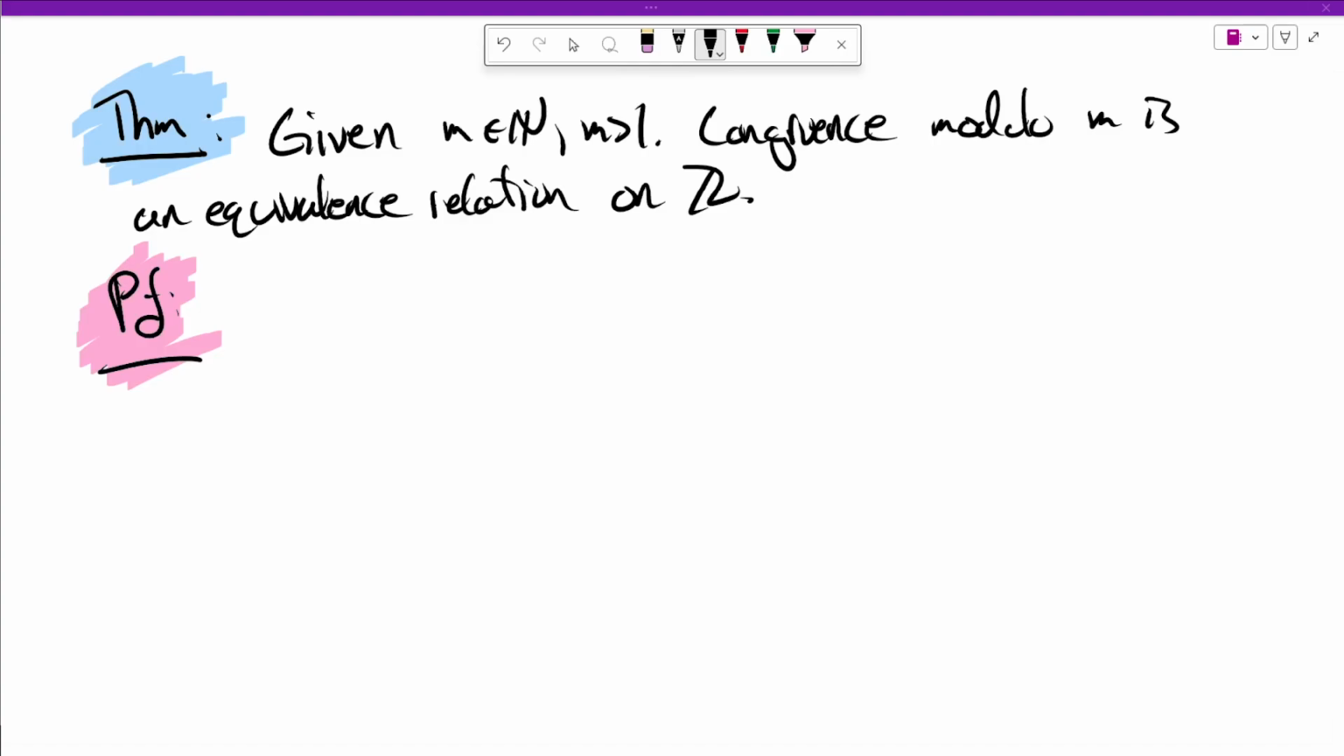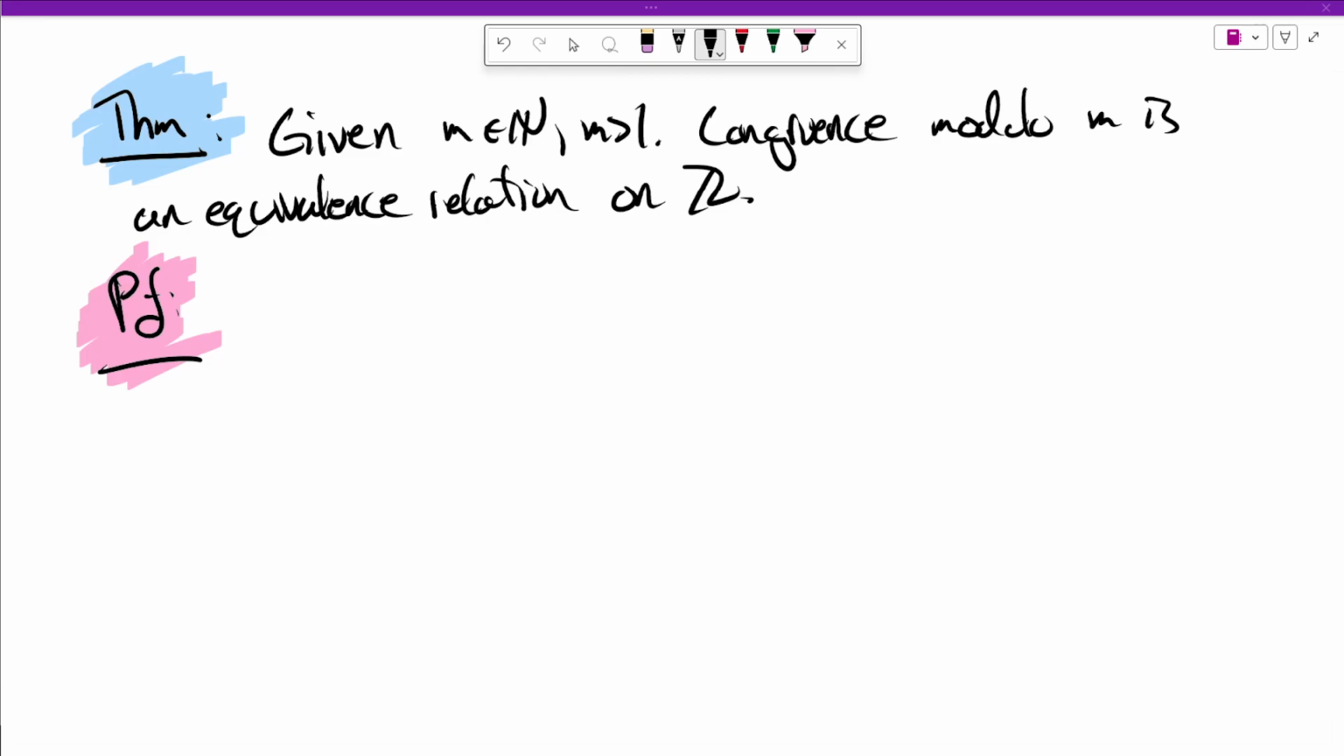Our first theorem in this section is to prove that congruence modulo m is a notion of sameness on the set of integers. That is, it is an equivalence relation. You actually kind of already know this. In particular, congruence modulo 2 is what we call even and odd, right? If two numbers are congruent modulo 2, they have the same parity.